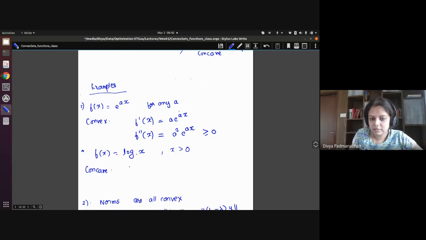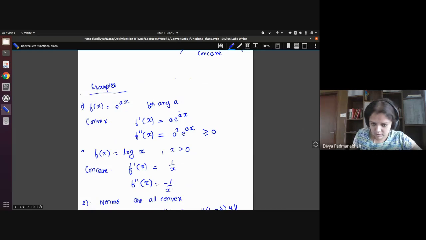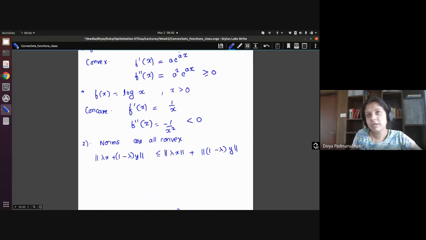How you can see this is by using the same approach. f dash x is 1 by x, and f double dash x is minus 1 by x square. So this is always going to be less than 0. That's why this is a concave function. You can try this out for any function you get. The way you show something is convex or concave is by checking one of these conditions. You could also check the other equivalent conditions, for example the first order condition, and see that it concludes the same. They're all equivalent.